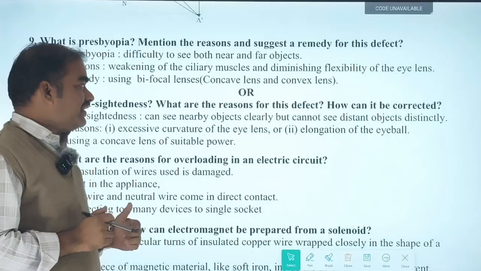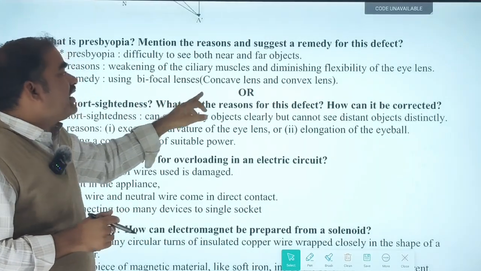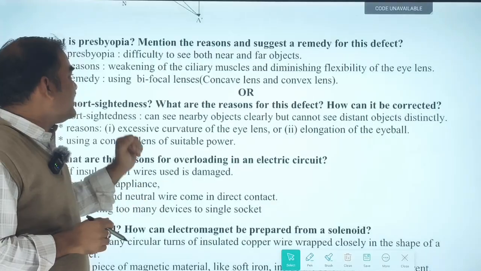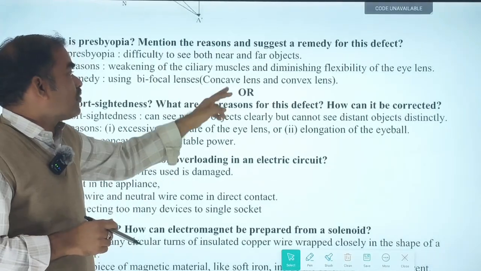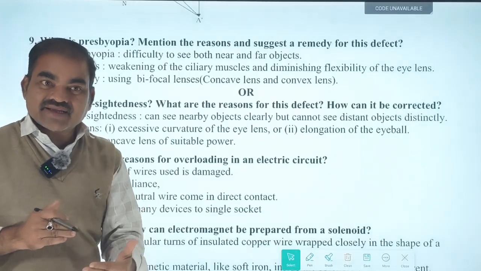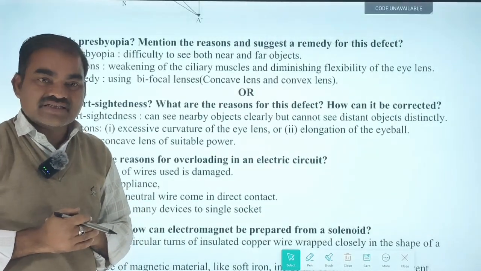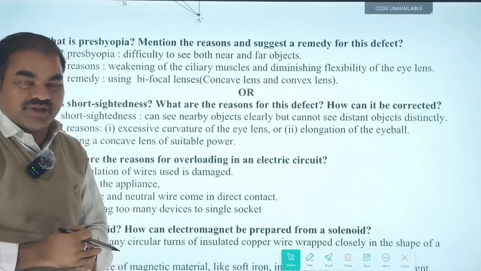And what is the remedy? In this case, we use a bifocal lens. A bifocal lens means a concave lens as well as a convex lens. Both lenses are used, one for nearsightedness and one for farsightedness. Usually this is seen in aged people.